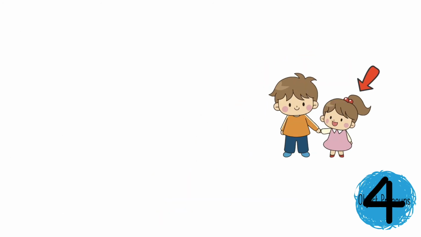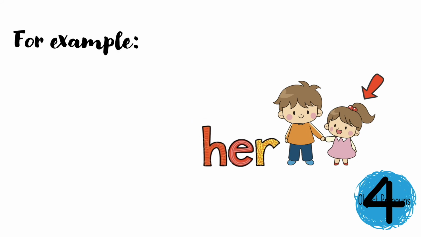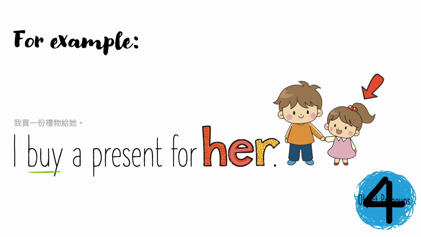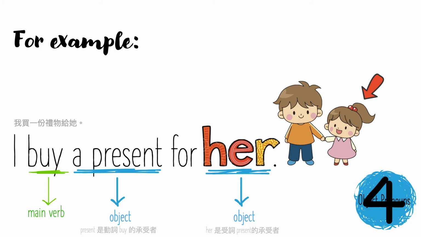Number 4, her, for a female. For example, I buy a present for her. Buy is the main verb, is an action verb. Present is the receiving end of this action verb. So what do I buy? I buy a present. And what is this present for? It's for her. So her is the receiving end of this object, present. And it is after the preposition for.